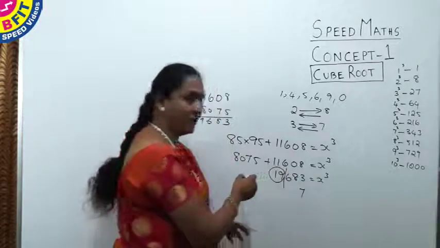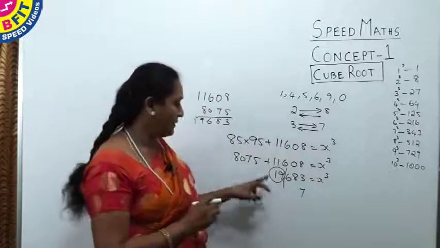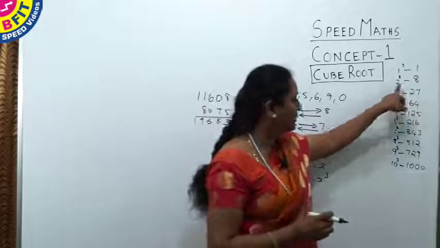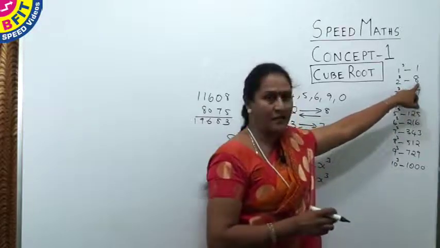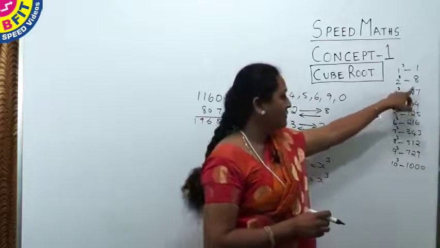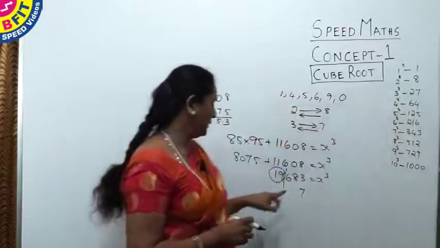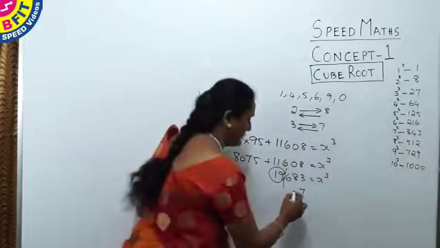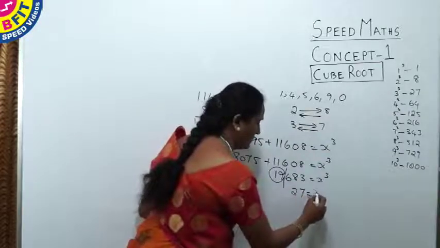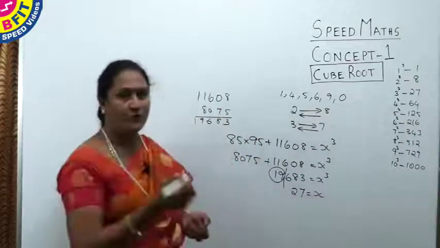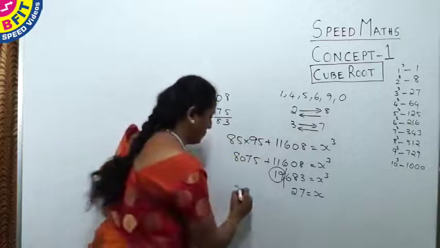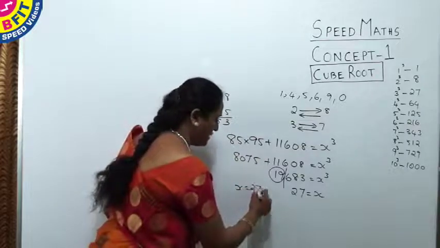This 19 has crossed the cube of which number? It has crossed only the cube of 2. It has crossed 8, not 27. So you have to write only 2 in the tens place. So 27, which is equal to x. So now for this question, the value of x is 27.